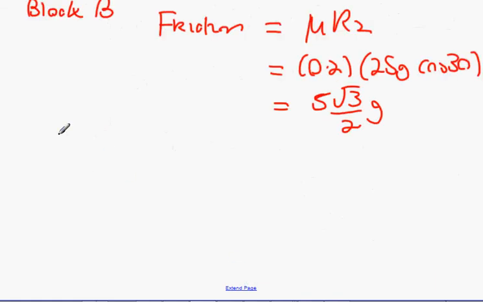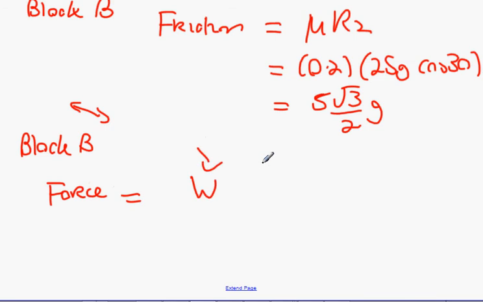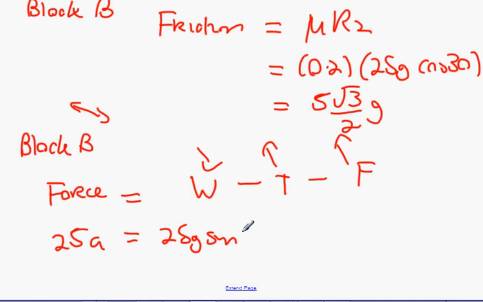Okay, now we're going to do block B parallel to the plane. So block B going along the plane. So force equals its weight minus its tension, because the tension is pulling it back up the plane, minus its friction, that's also working against it back up the plane. So it's going to be 25A equals W, which is 25G sine 30, then minus T minus 5 root 3 over 2G.